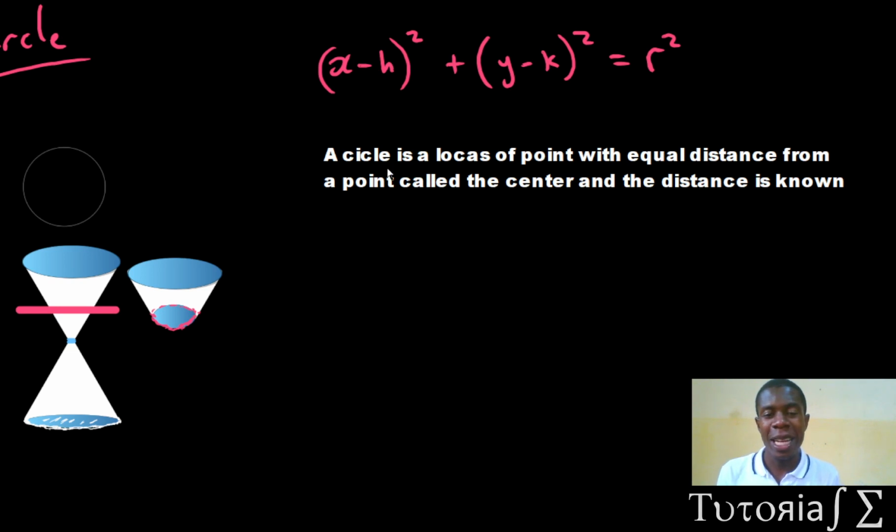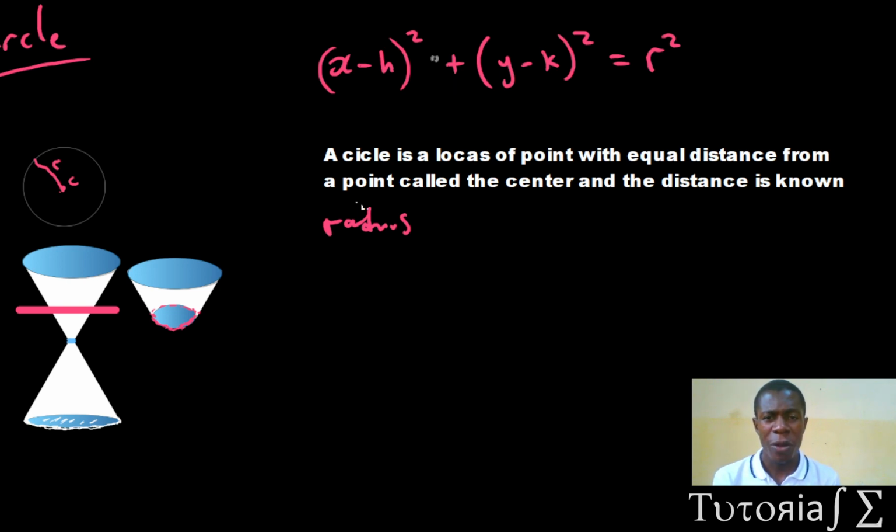So from the equation we can get the definition of a circle. A circle is defined as a locus of points with equal distance from a point called the center, and this distance is known as the radius. Okay, so we have a locus of points, and these points are equidistant from a central point called the center, and the distance from the center to any of the locus of points is what we're calling a radius. So this is the equation.